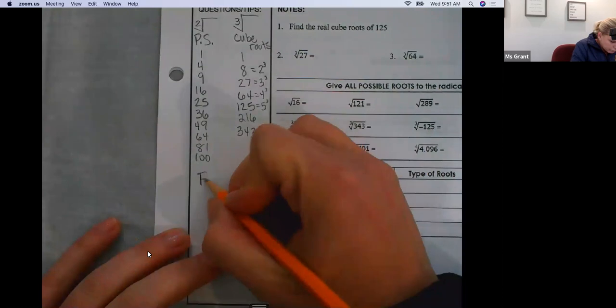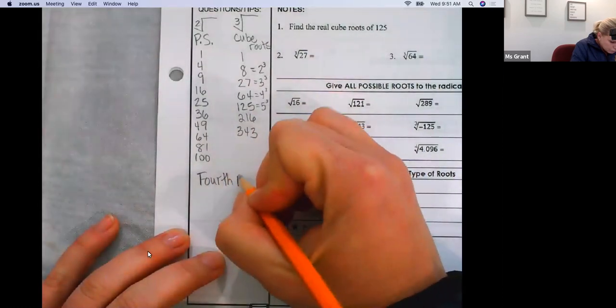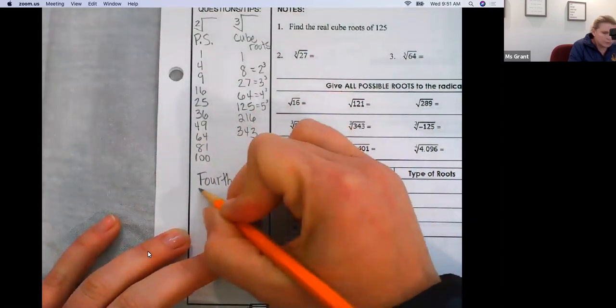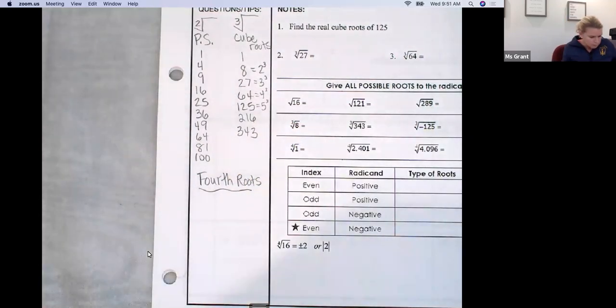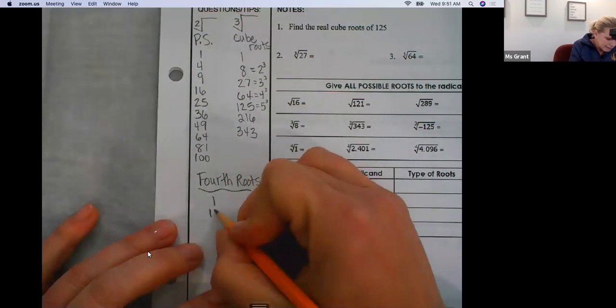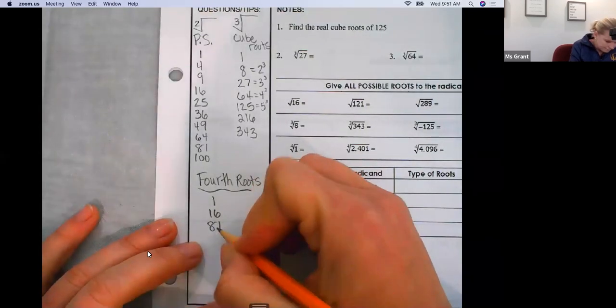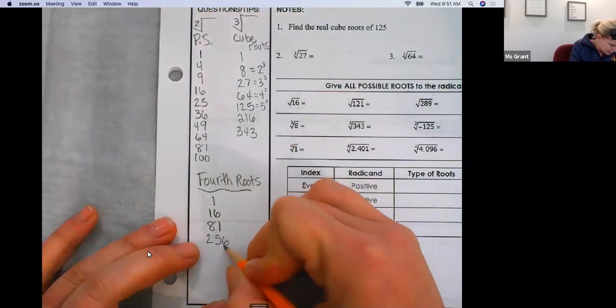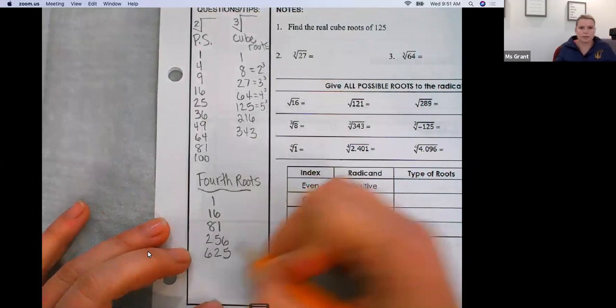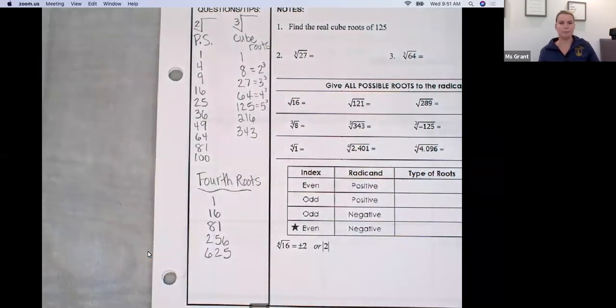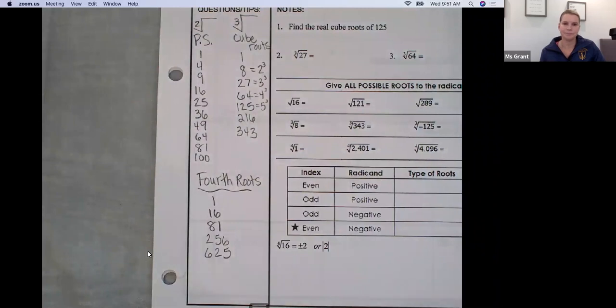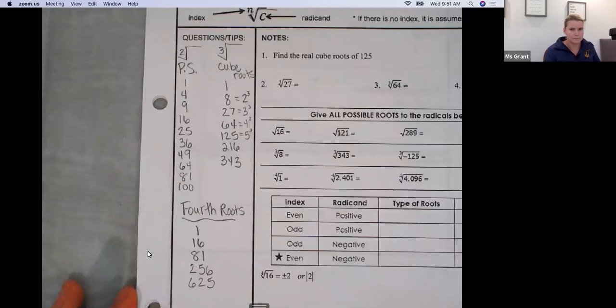Fourth roots. Ready? 1, 16, 81, 256, 625. Okay. So I think those are a good reference to have on the side of your paper. Okay.